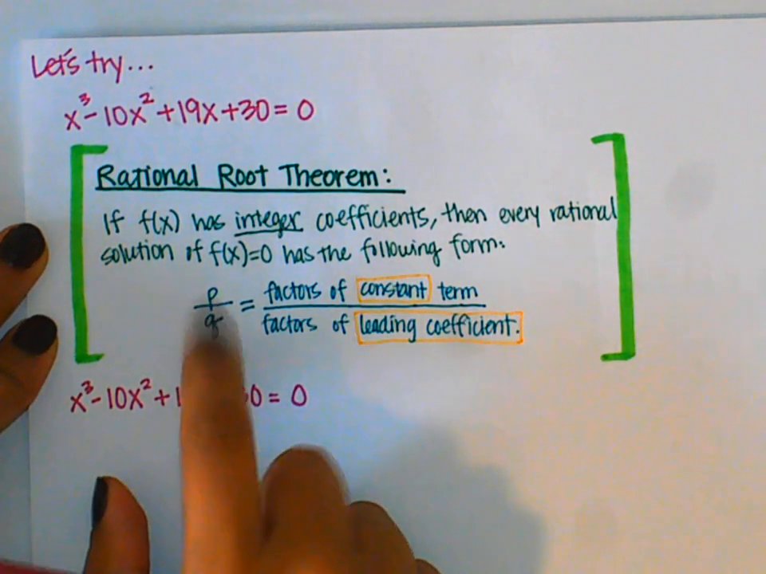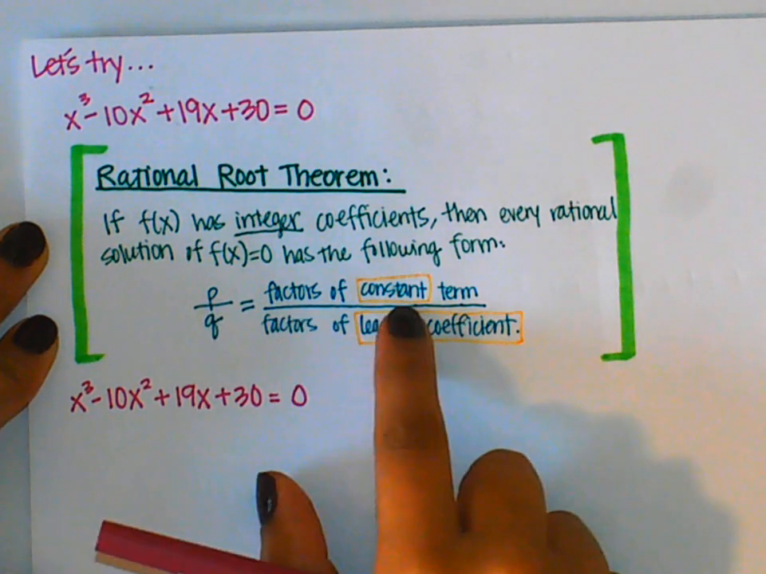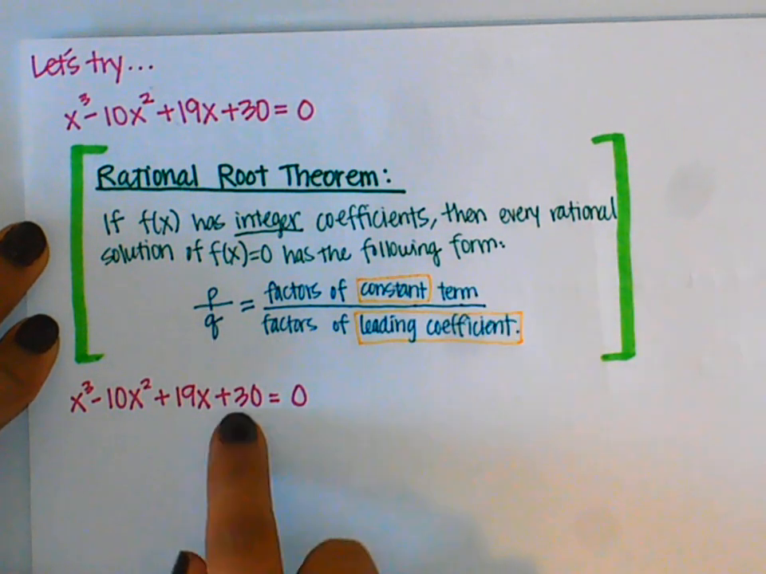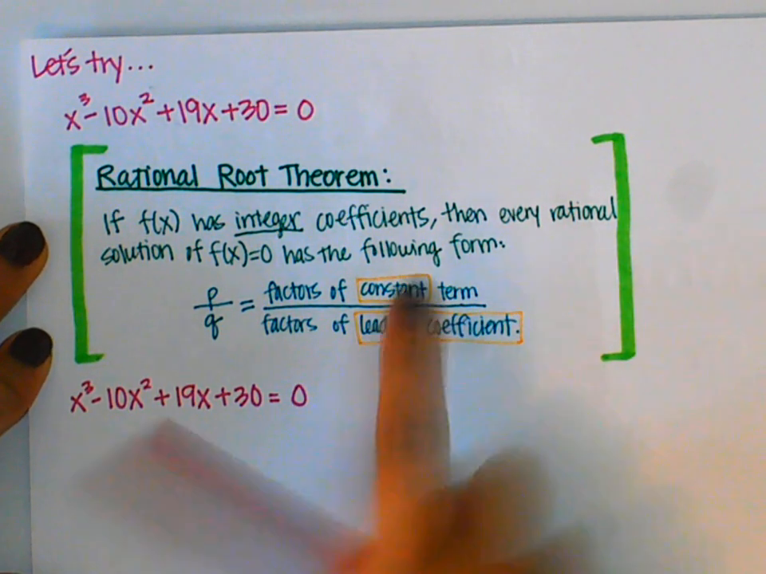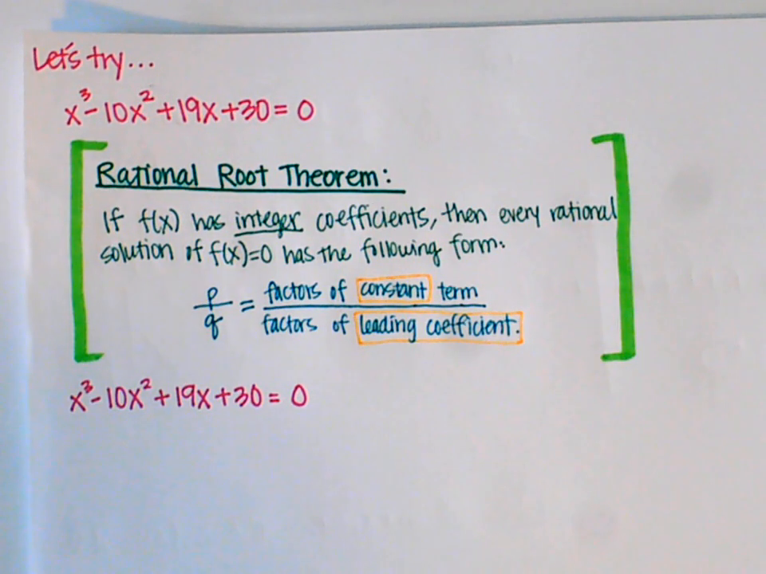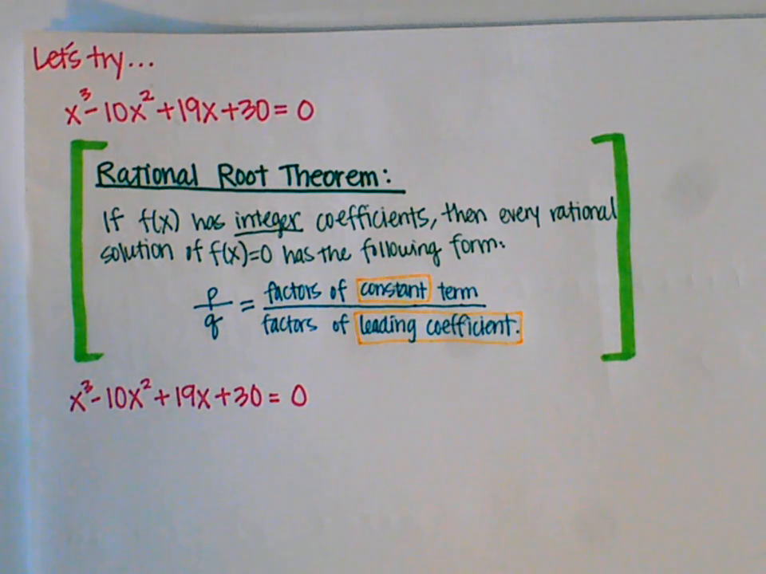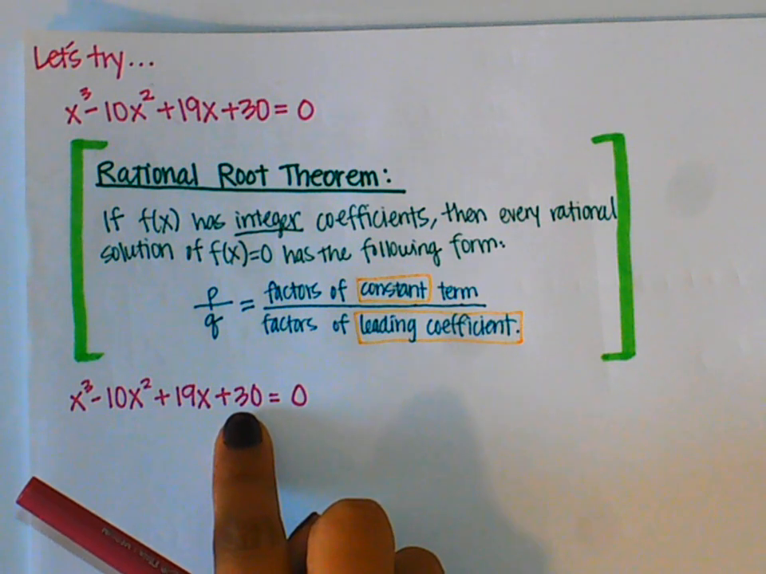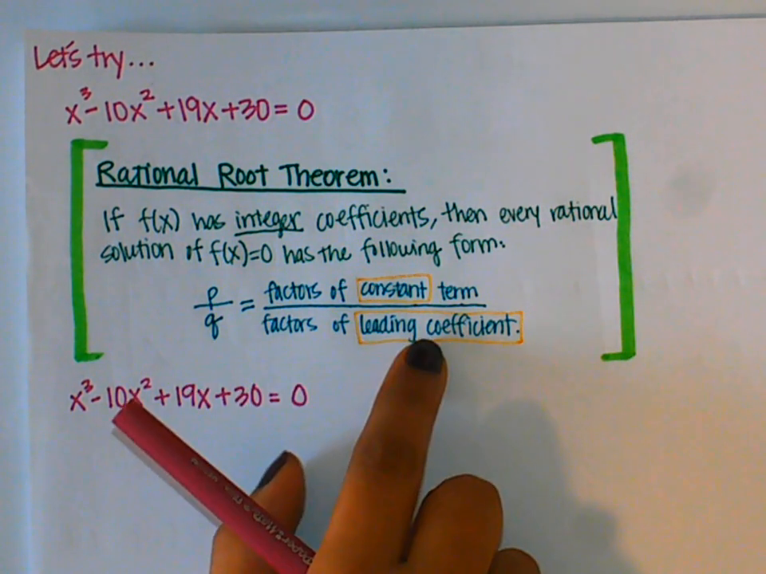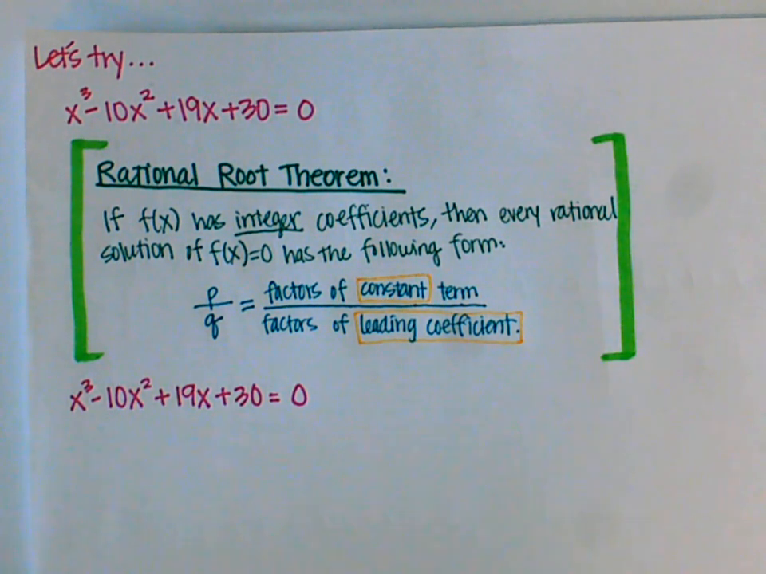P over Q, where P is equal to all of the factors of the constant term. So my constant term in this case would be 30. My constant, remember, it's the one that doesn't have a variable. If we think back to when we were naming these polynomials, a constant had a variable to the degree of 0, meaning it wasn't really there. So it's always the one that doesn't have a variable. And Q is the factors of our leading coefficient. And that one's easy to find if we have our equation written in standard form. It's that very first term.